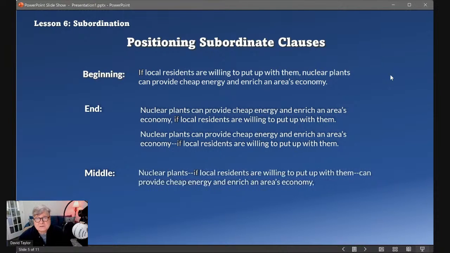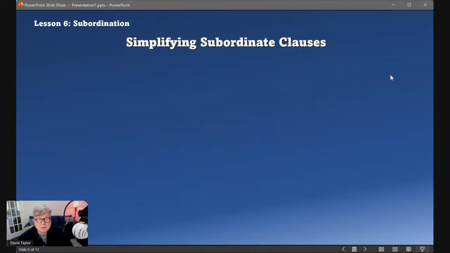Now, we can also place the subordinate clauses in the middle. You get kind of a neither-nor situation here. Nuclear power plants, if local residents are willing to put up with them, can provide cheap energy. There, the emphasis is really not on the main clause, the main thought, nor on the if. They're all kind of blended together. But I just wanted to show you that option in case you want to write something with a more neutral tone to it. So that is positioning subordinate clauses.